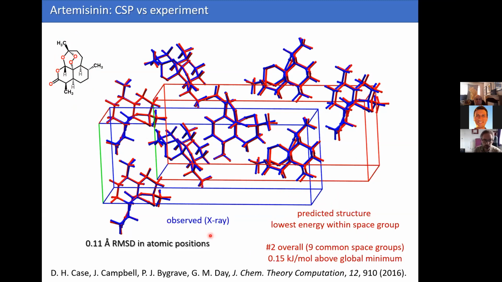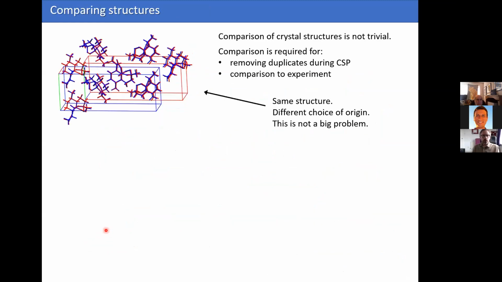And what we get when we actually grow that crystal structure in the lab and get the structure from X-ray diffraction is the one in blue. And so you can see that the molecules are overlaying really quite nicely. Here, the RMSD in atomic positions is about 1/10 of an angstrom. So that's pretty good. And that's usually good enough for us in terms of going on to then predict properties. So I'll use that sort of as a segue into talking about comparing crystal structures, because we need this.